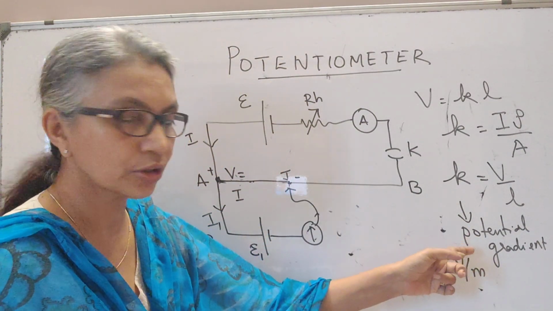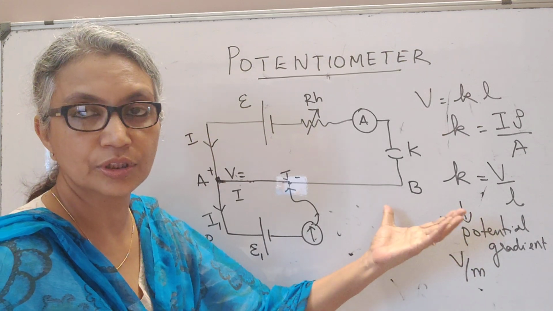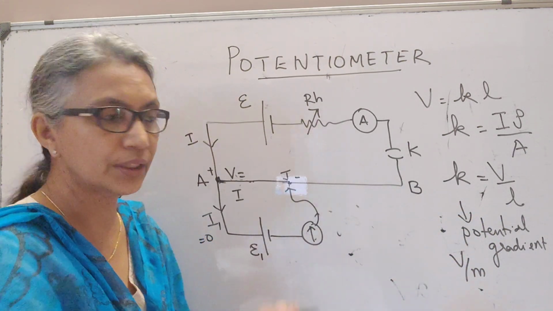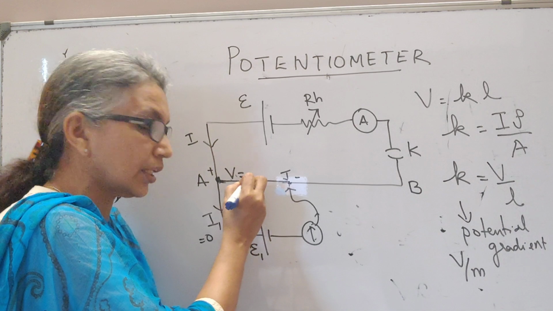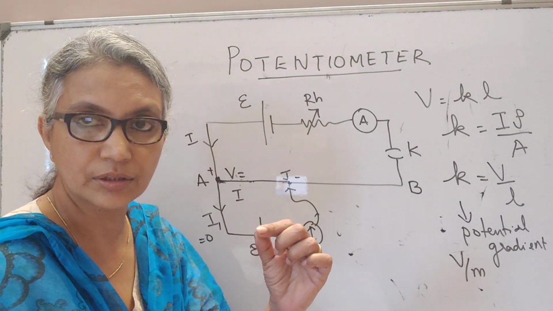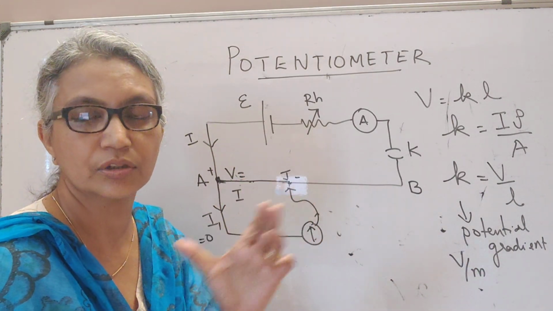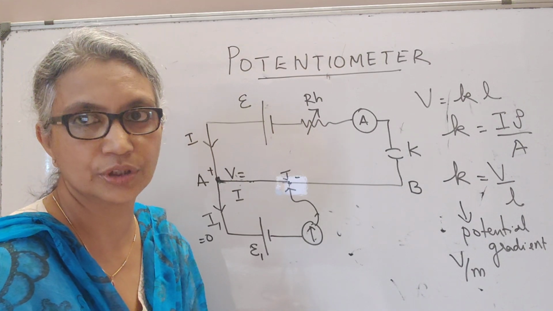So I hope you know what potential gradient means. It is the potential difference across unit length of wire. That means as I hold the jockey and pull to the right, when I go through 1 meter of the wire, what is the potential difference across that unit length is what you call potential gradient.